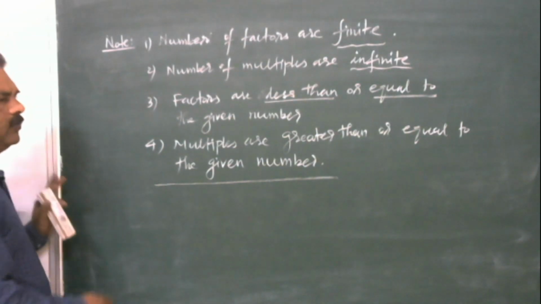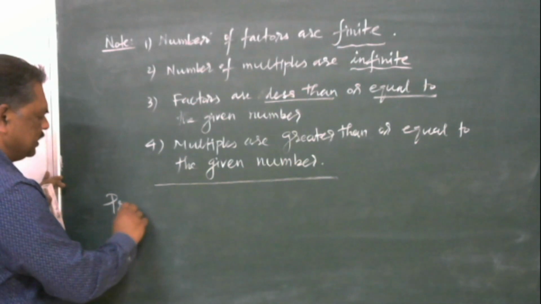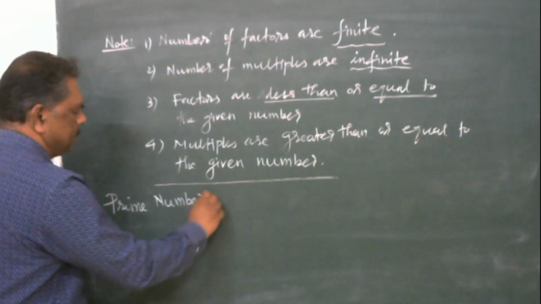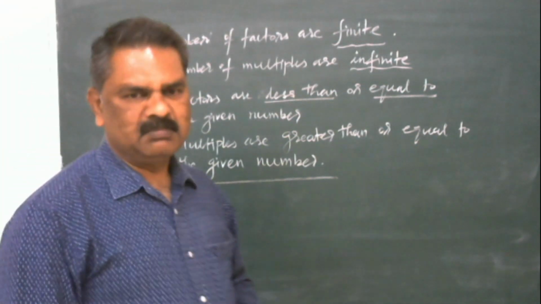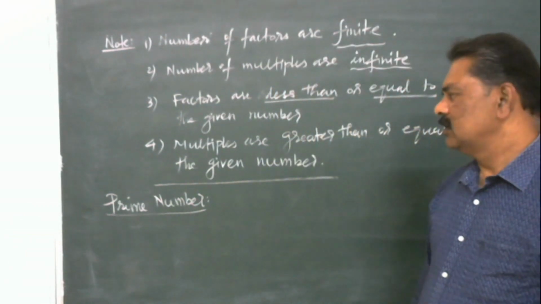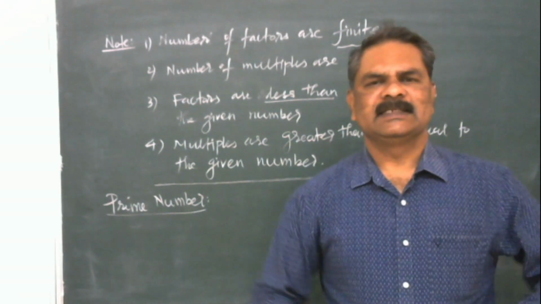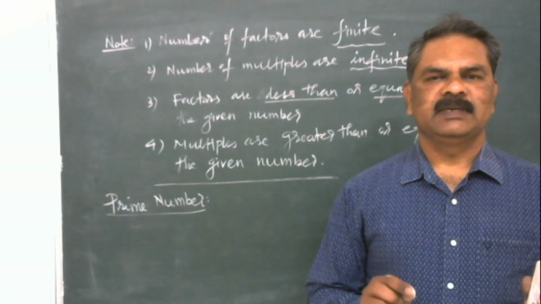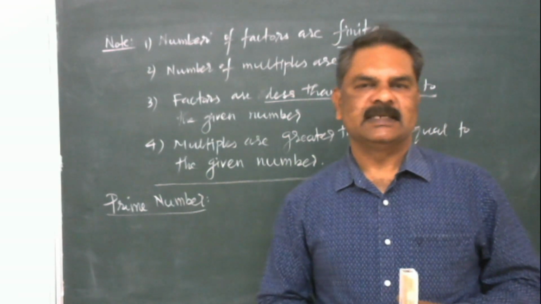Now, one more very important concept called a prime number. What is a prime number? It's a very important number in mathematics. We cannot divide this number by any other number. A prime number is not divisible by any number except the number 1 and itself.